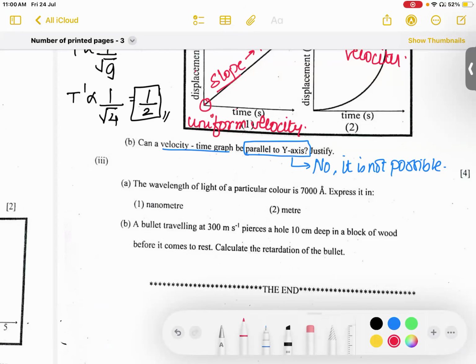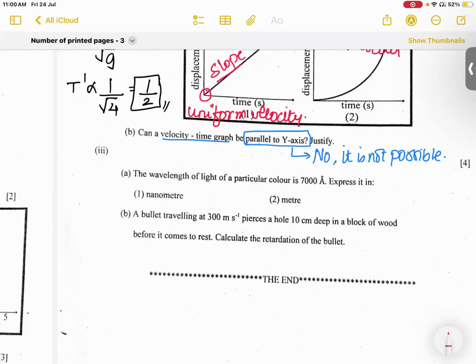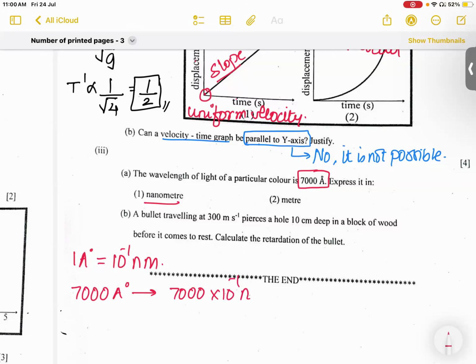These sums are important. Wavelength of light of a particular color is 7000 angstrom. Express it in nanometer. Now I had told you to remember: 1 angstrom is 10 raised to minus 1 nanometer. So I straight away write my question. 7000 angstrom is equal to 7000 into 10 raised to minus 1 nanometer. Instead of angstrom, I am going to write 10 raised to minus 1 nanometer. One of that zero gets cancelled, so you get 700 nanometer.